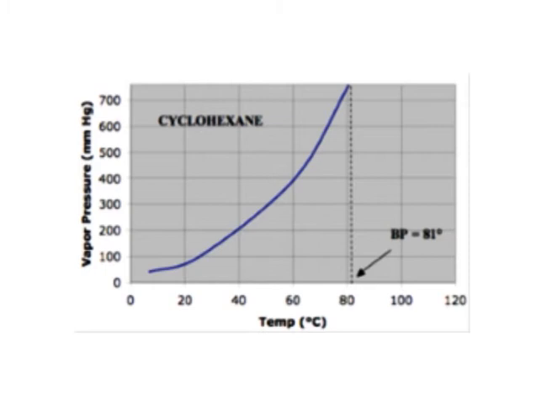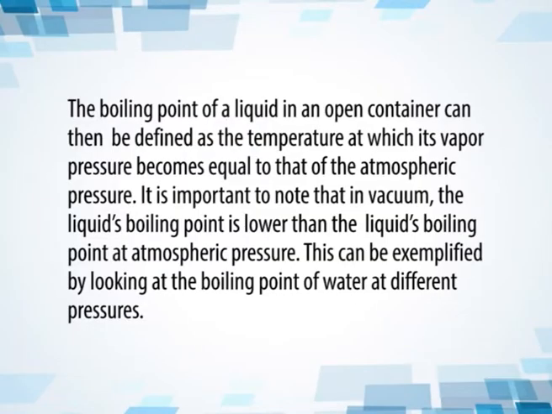This boiling occurs when the vapor pressure of the liquid becomes equal to the applied pressure. In an open atmosphere, the applied pressure is equal to the atmospheric pressure, which is 1 atmosphere. For cyclohexane, as can be seen from the graph, this happens at 81 degrees Celsius, and therefore, the boiling point of cyclohexane equals 81 degrees Celsius. The boiling point of a liquid in an open container can then be defined as the temperature at which its vapor pressure becomes equal to the atmospheric pressure.